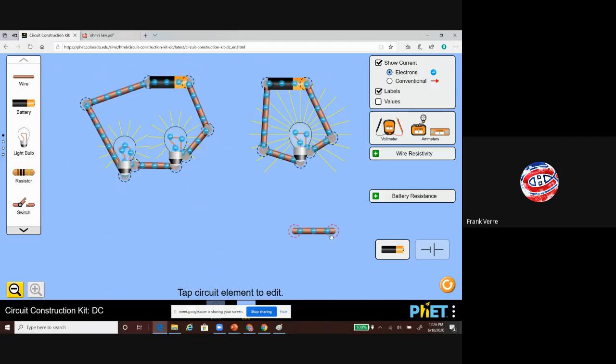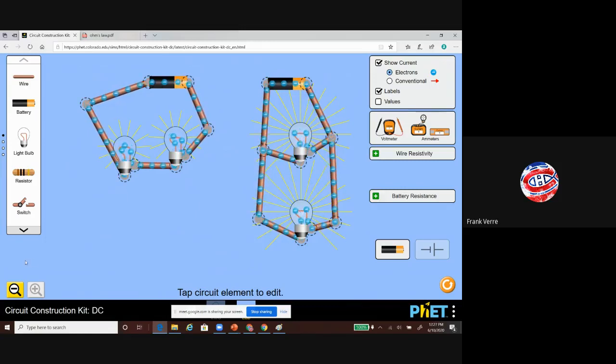Now, if we add a light bulb in parallel, we can have them side by side so you can see the difference. You'll notice the difference between two light bulbs in series and two light bulbs in parallel, okay? One thing you notice right away is the light bulbs are brighter and the electrons are moving faster, okay?